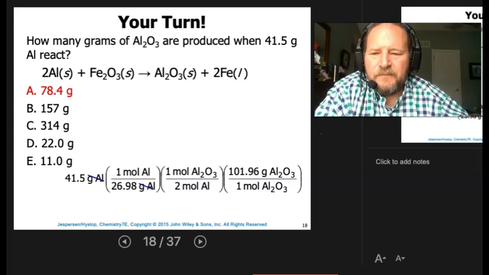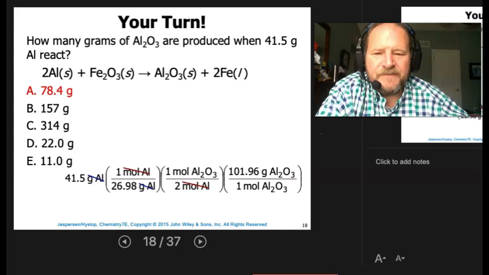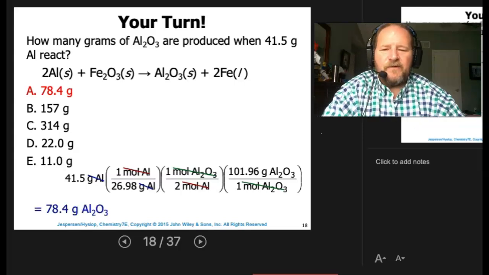For moles of aluminum, we're going to use our balanced chemical equation. It's going to take 2 moles of aluminum to produce 1 mole of aluminum oxide. So moles will cancel out. And then once again, we'll use our periodic table. 101.96 grams of aluminum oxide is the molar mass. And we can see that the moles of aluminum oxide will cancel out. We run that through our calculator, and that's how we get 78.4 grams.